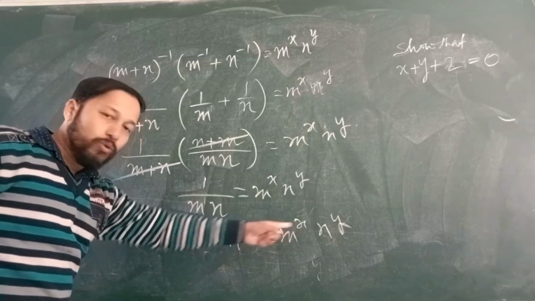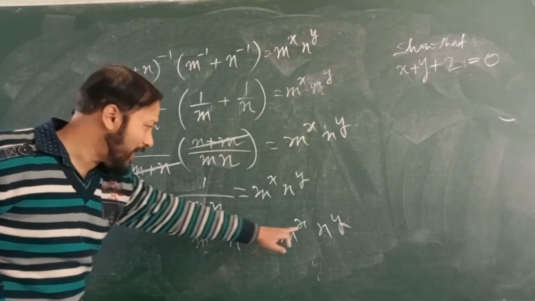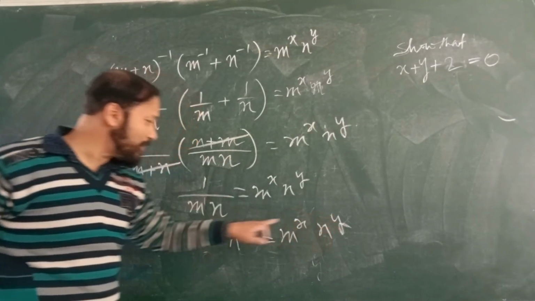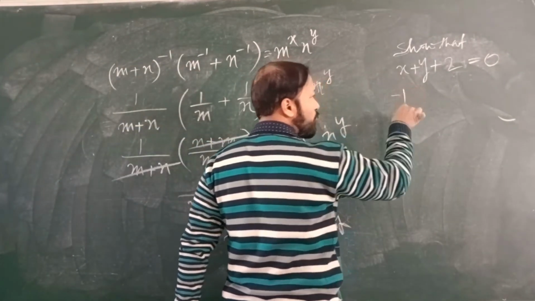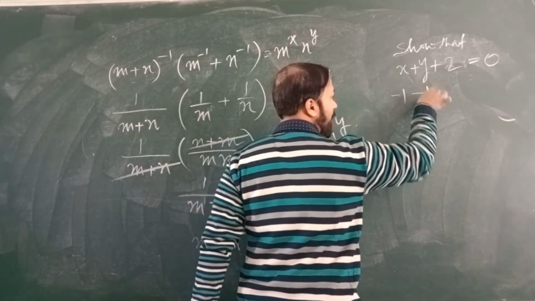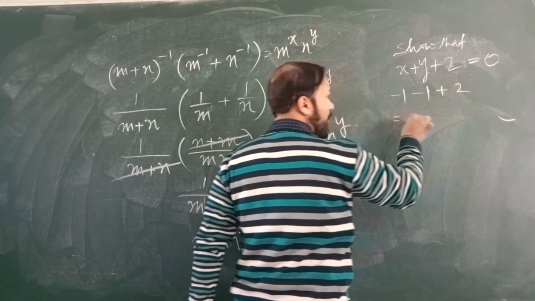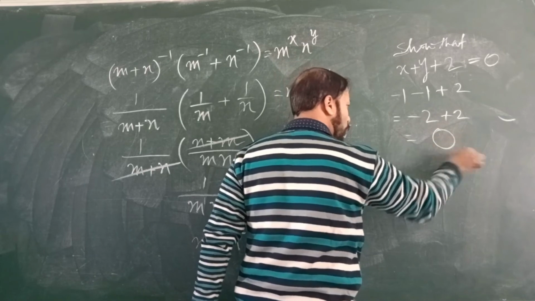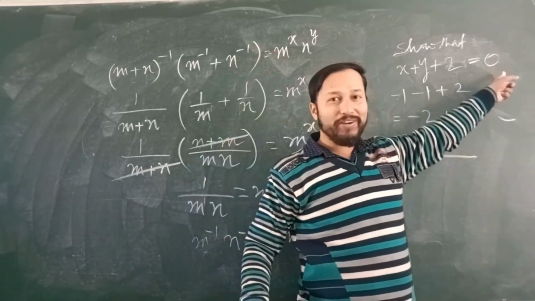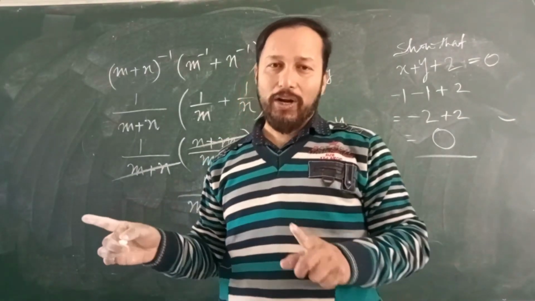Now compare these two. What are you getting? x is minus 1, y is minus 1. So x is minus 1 and y also is minus 1, plus 2 equal to minus 1 minus 1 plus 2 equal to 0. So it is proved. x plus y plus 2 equal to 0.